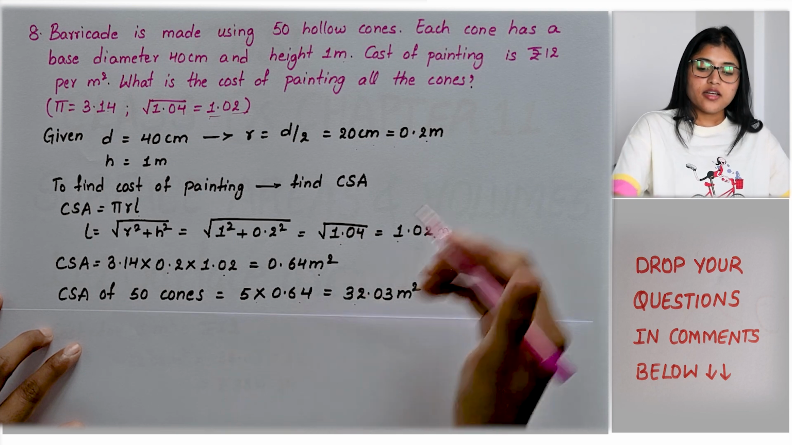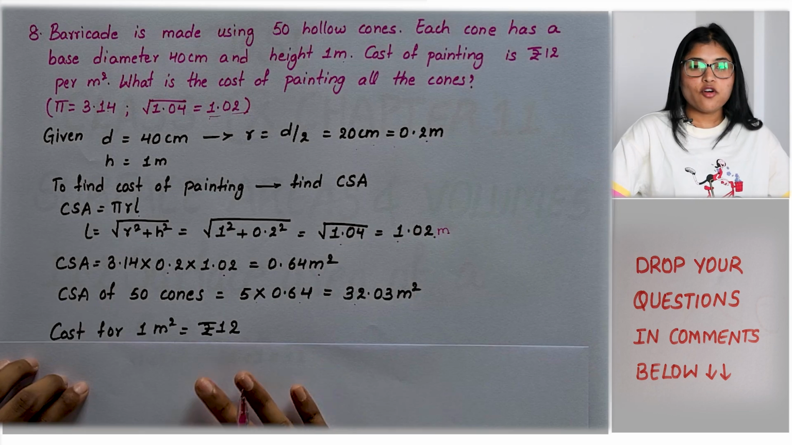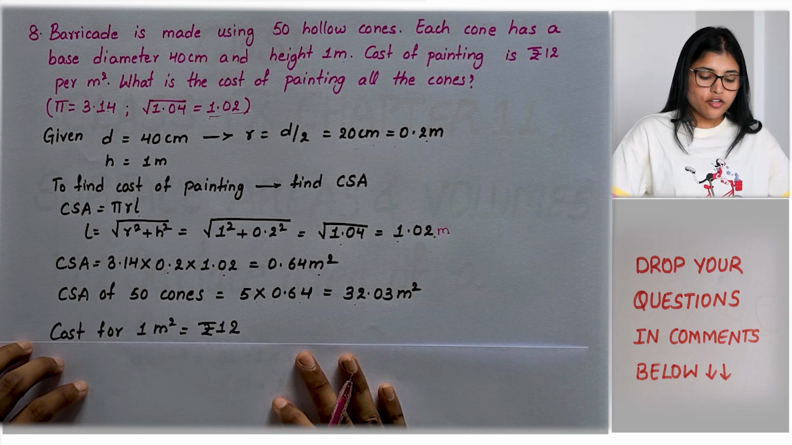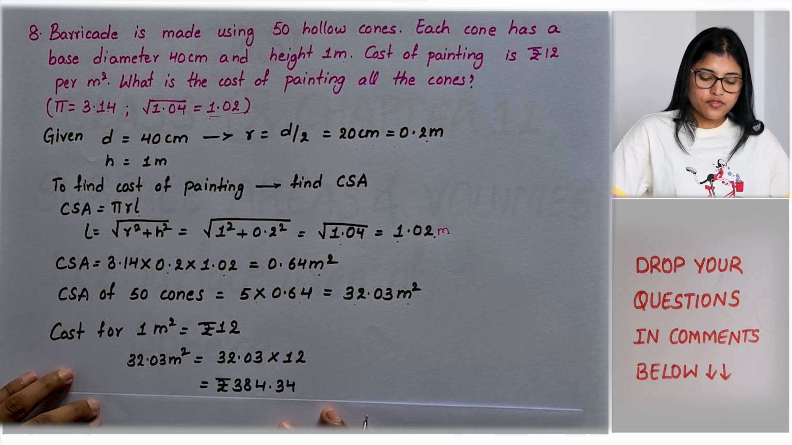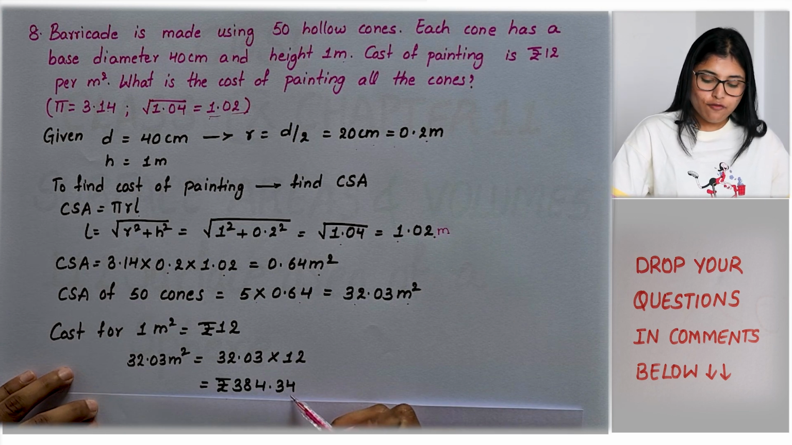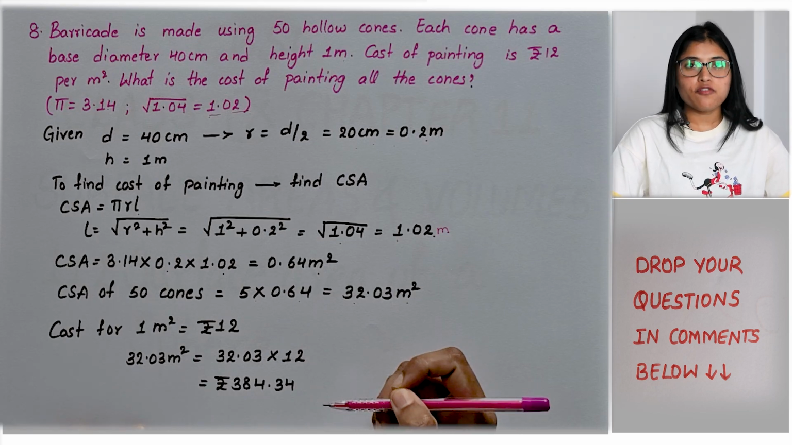We were given that it costs 12 rupees per meter square in order to paint. In order to find the cost for all the cones, I need to multiply 12 with 32.03 meters square, which gives me rupees 384.34. With this, we have come to an end to 11.1 of chapter 11.